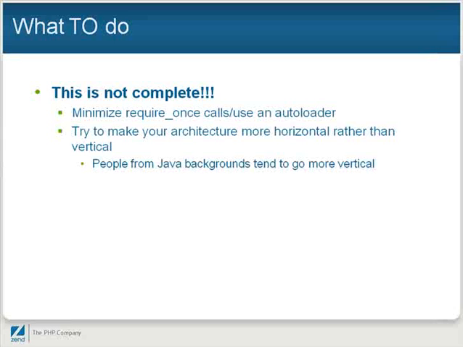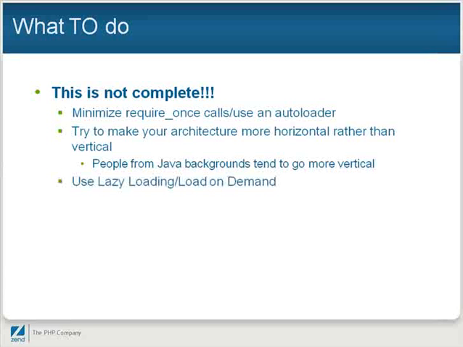PHP likes to have horizontal architectures rather than vertical. In other words, PHP applications tend to perform better when you have a wide layout of classes and inheritance rather than having a deep level of inheritance and classes in your application. People from Java backgrounds tend to think more vertically. PHP likes to think more horizontally because that's more efficient from the PHP side. Doesn't mean you can always do that, but if you can, be aware of that.